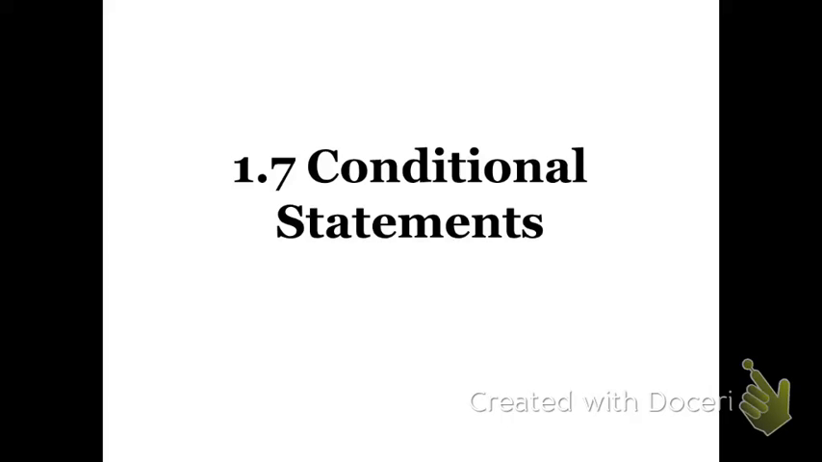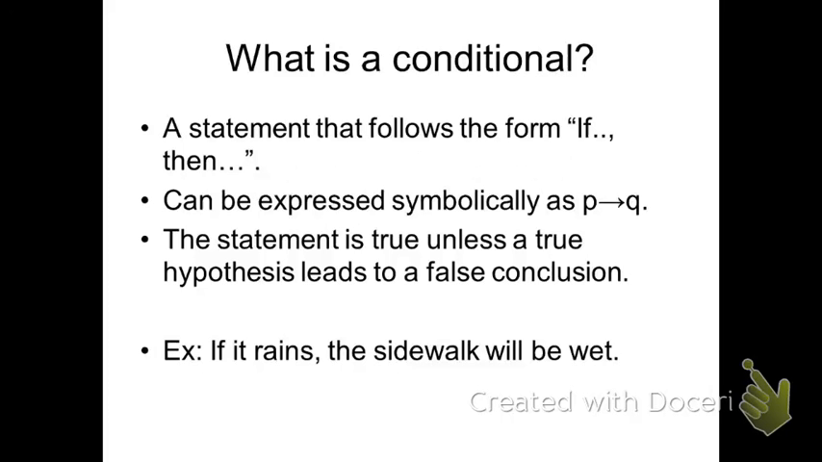In this video, we'll learn about conditional statements. What is a conditional? It's a statement that follows the form if-then. It can be expressed symbolically as P arrow Q, and this little arrow means implies. So what I just circled is read as P implies Q. The statement is true unless a true hypothesis leads to a false conclusion.